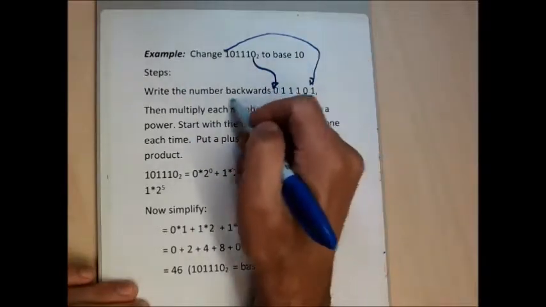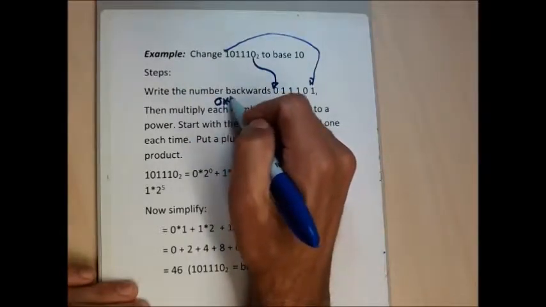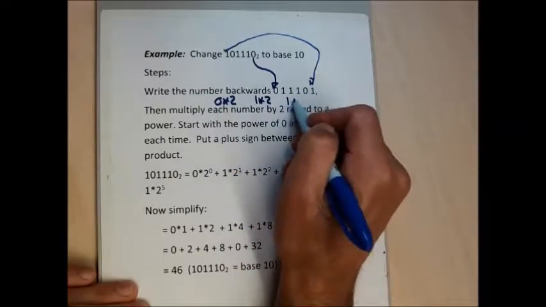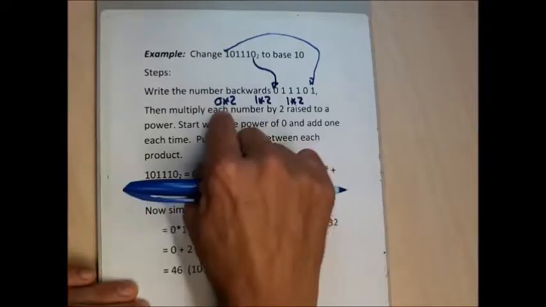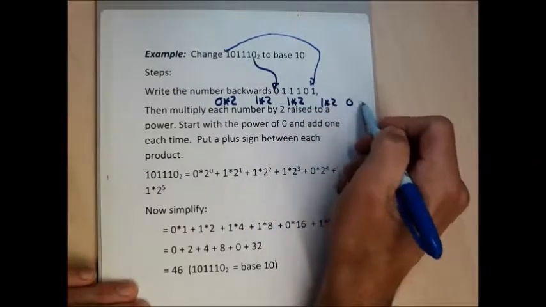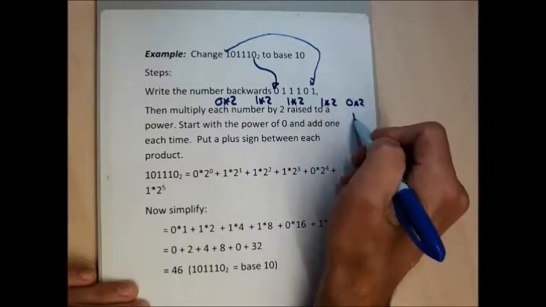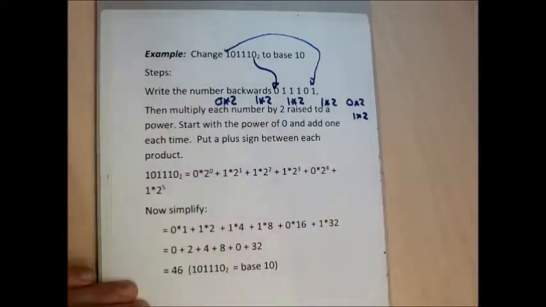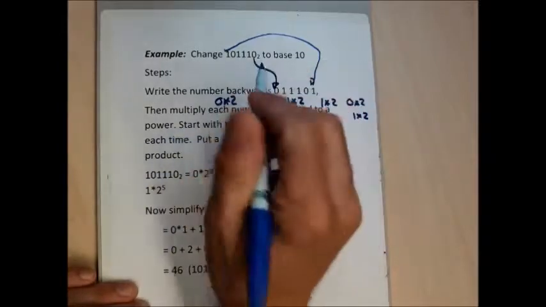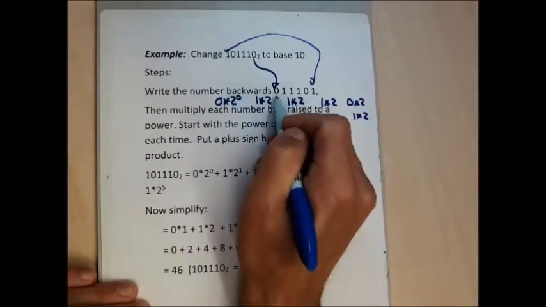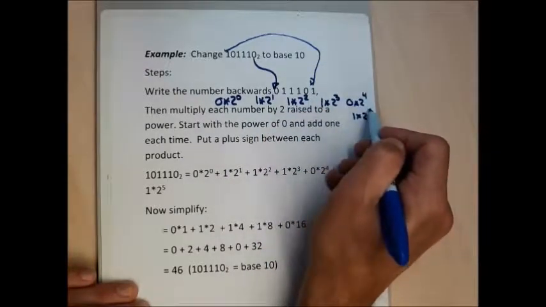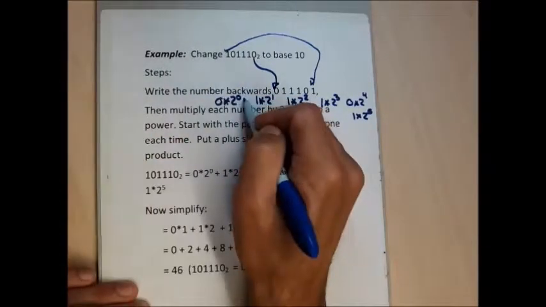And then next to each one of those numbers, you multiply by the base with an exponent. So I get 1 0, 3 1s, another 0, and a 1. So I took the number, I wrote it backwards, multiplied each one of these numbers by the base, and then I attached exponents starting at 0 and incrementing up 1 each time. And then I put plus signs between.